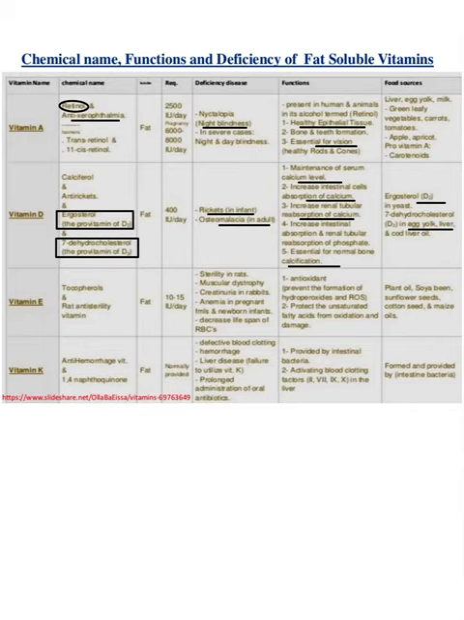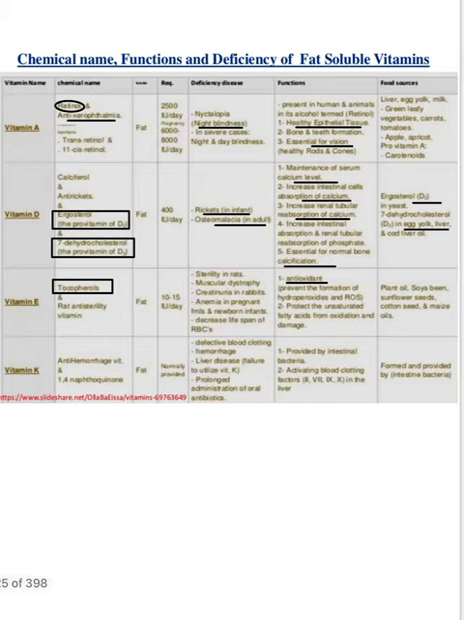Now, coming on to vitamin E. This vitamin E is also known as the tocopherols. So this is the most important thing: it is an antioxidant, meaning it decreases the free radicals that cause aging. So this is important. It will be present in plant oil, sunflower seeds and other things.